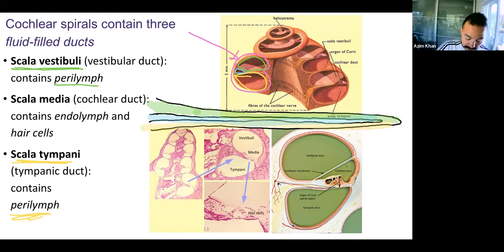Scala media, the middle one, has its own fluid that we call endolymph. It's more on the inside, endo, inside. This is also functionally the most important place because this is where you find the hair cells. So we would find hair cells lining this space down here.